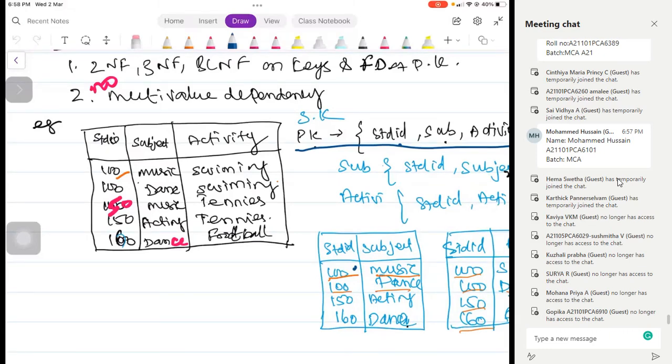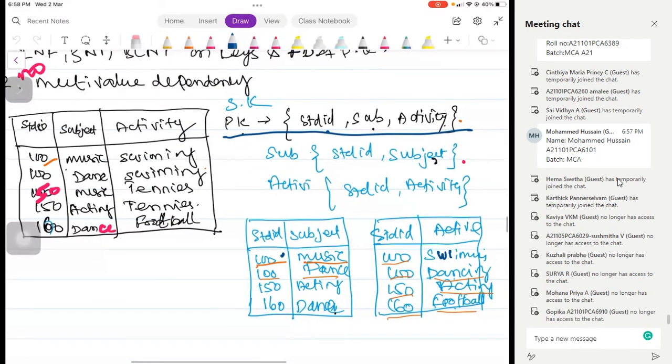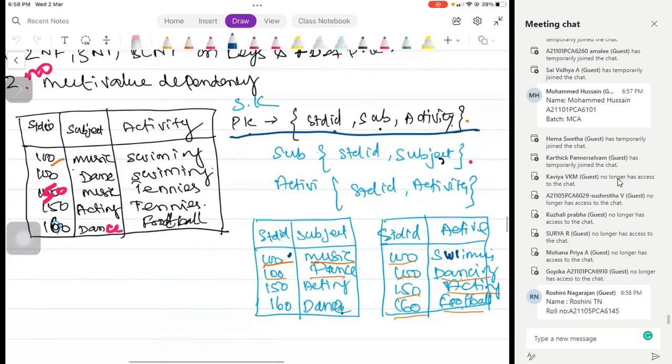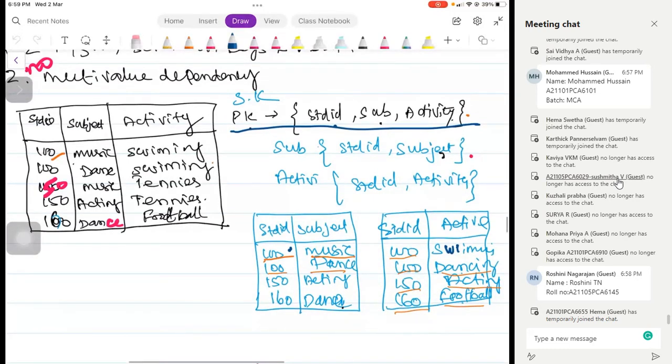And 160 may be in dance class, but he may play football also. So here, multi-value dependency, how will it be taken out from this? It should be a super key or it may be a primary key. Student ID, subject, activity, it is a super key that may be split into student ID, subject, and student ID, activity.